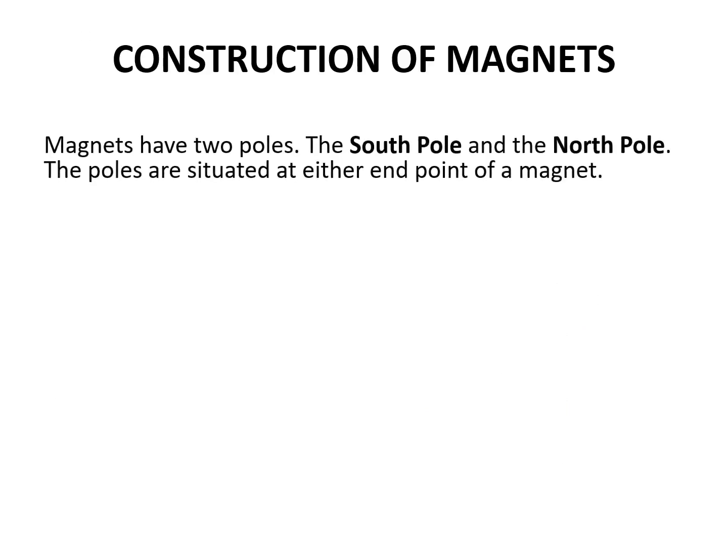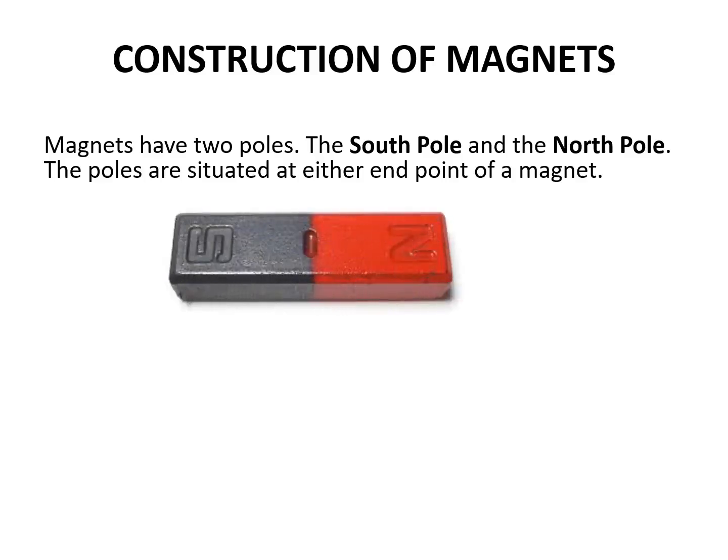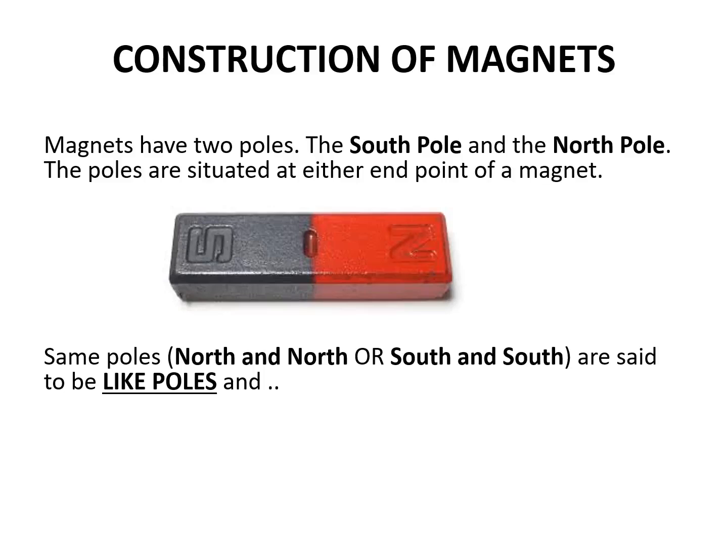Now, let's see how these magnets of ours are constructed. We are saying magnets have got two poles, the south pole as well as the north pole. These poles are situated on either side of a magnet. As you can see, we've got to our left here the south pole, and to our right the north pole.